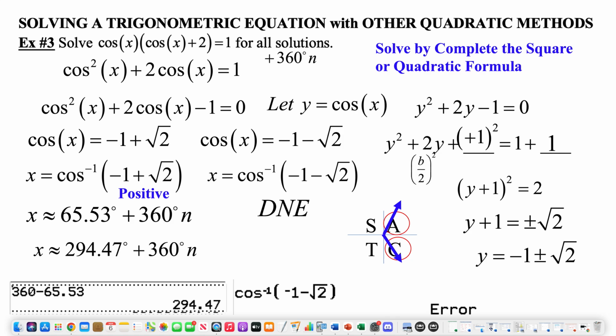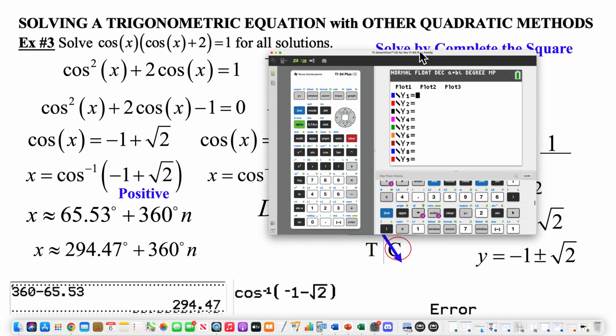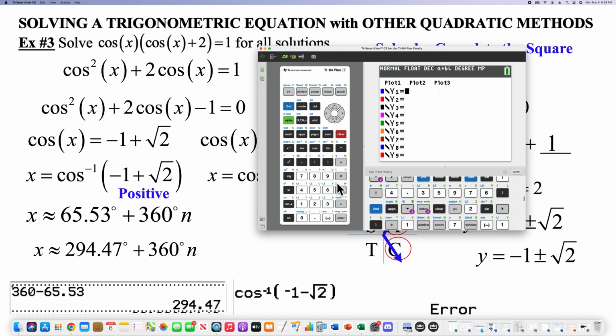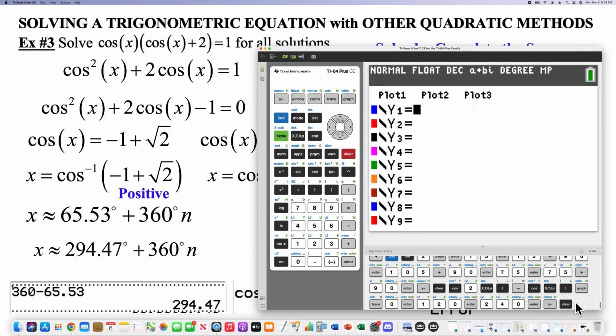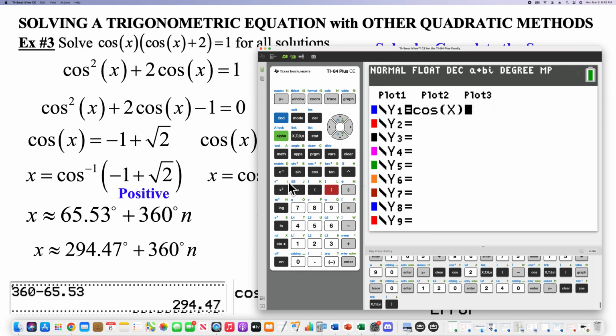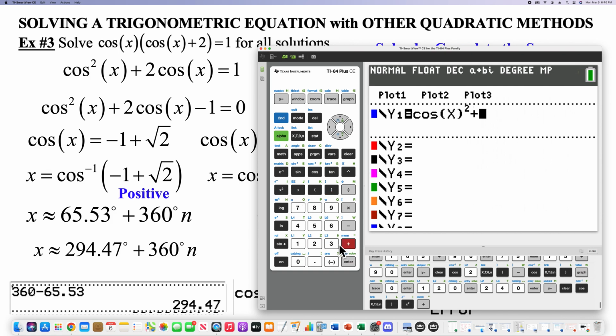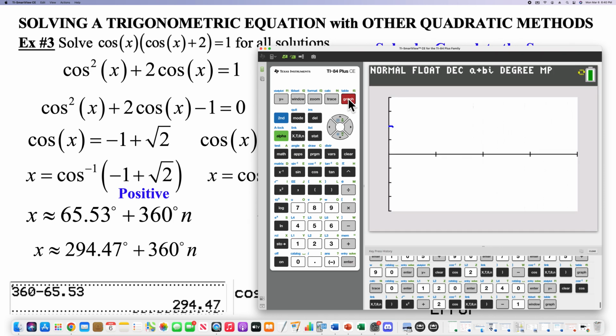let me get my calculator from the other monitor over here. And we get it set equal to 0. So we type that in. Well, let me make this just a little bit bigger here. There we go. So we need cosine of x squared plus 2 cosine x minus 1. We'll just go 0 to 360. Let's check my window here. 0 to 360, we'll graph it.